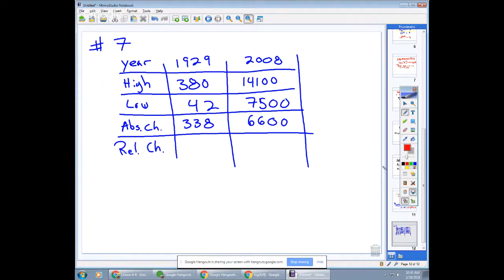Did anybody get the percentages for 1929 and 2008? What was the percent change in 1929? It's like 88, 89%. Yeah, so this is about 89%. And that's a drop, right? So these are drops here. And then what was the percent change in 2008? That was more like 46%, 47%.